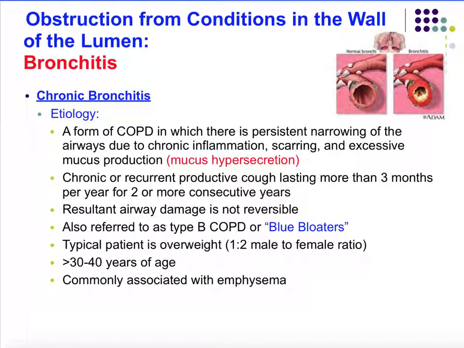Okay, so the next condition I want to talk about is bronchitis. So chronic bronchitis is actually a form of COPD, chronic obstructive pulmonary disorder. Under COPD, we have chronic bronchitis as well as emphysema. So we'll start with the bronchitis.